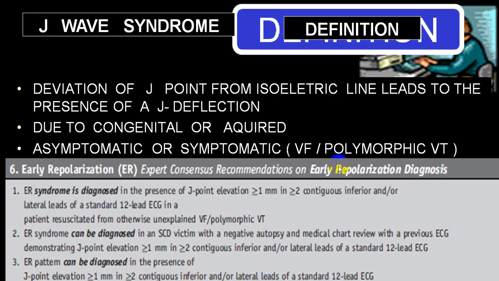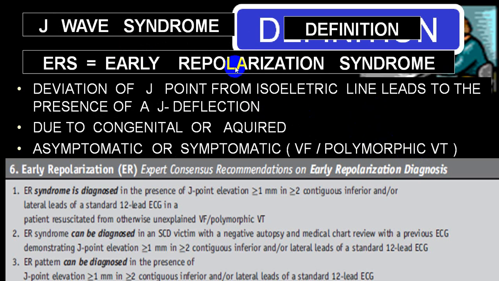So this becomes very important: if you see a J point elevation in lead 2, lead 3, AVF or in V4, V5, V6, and that J point elevation is more than 1 millimeter, it is significant. It tells you that the person has early repolarization. If a person is asymptomatic and on ECG you record a run of VT or VF, or a polymorphic VT, it is suggestive of J wave syndrome. Or we also label it as early repolarization syndrome.